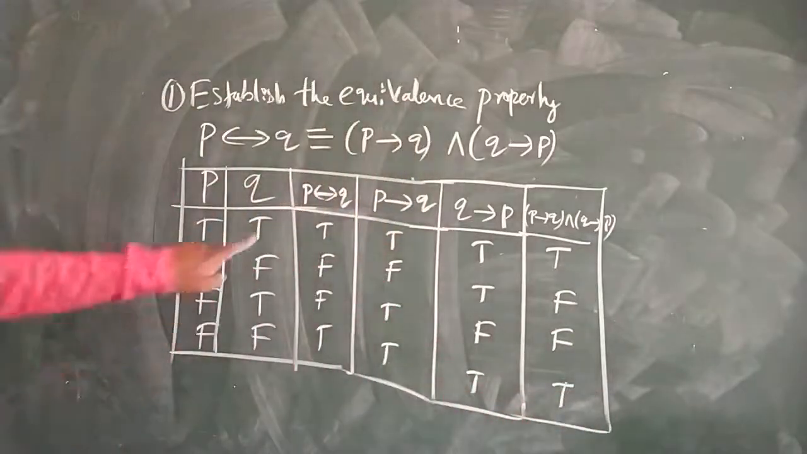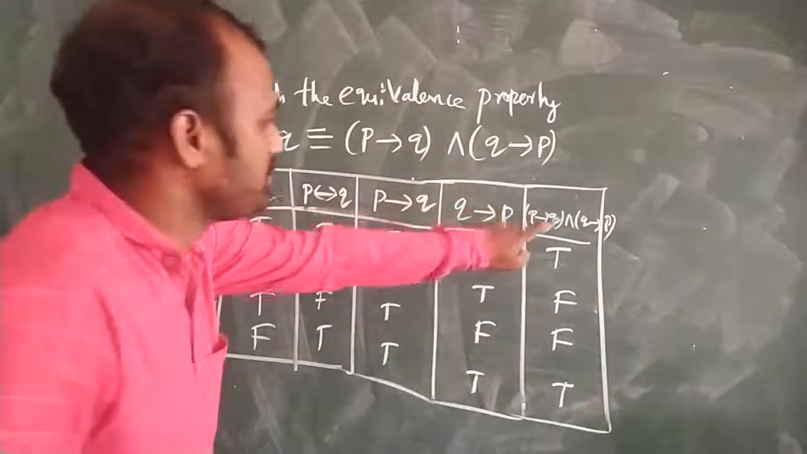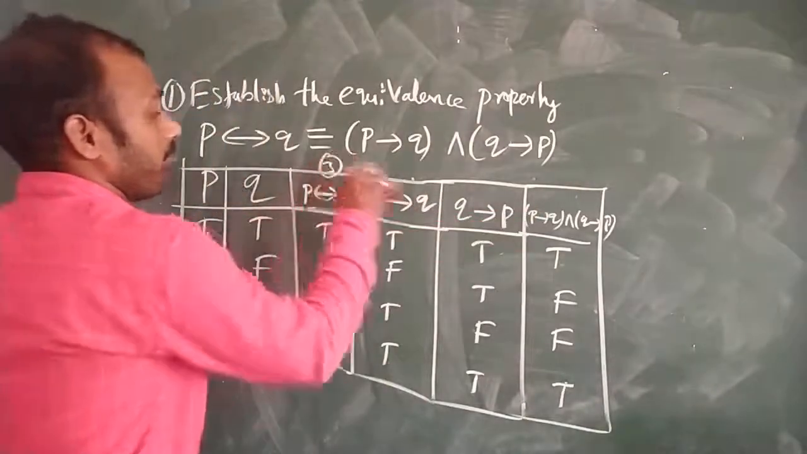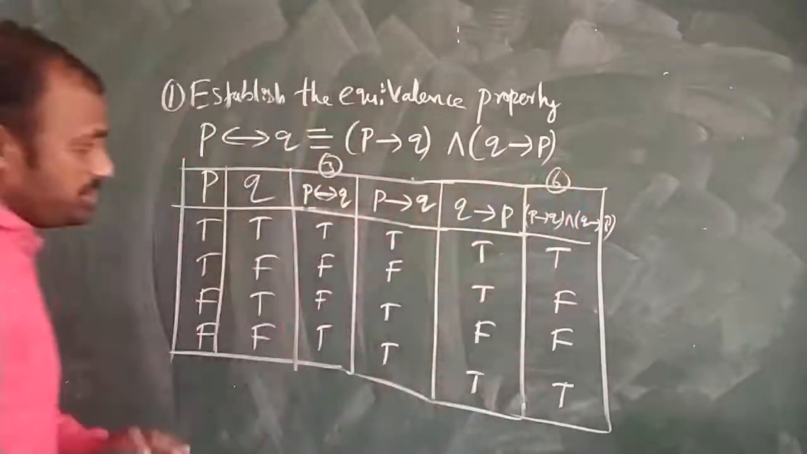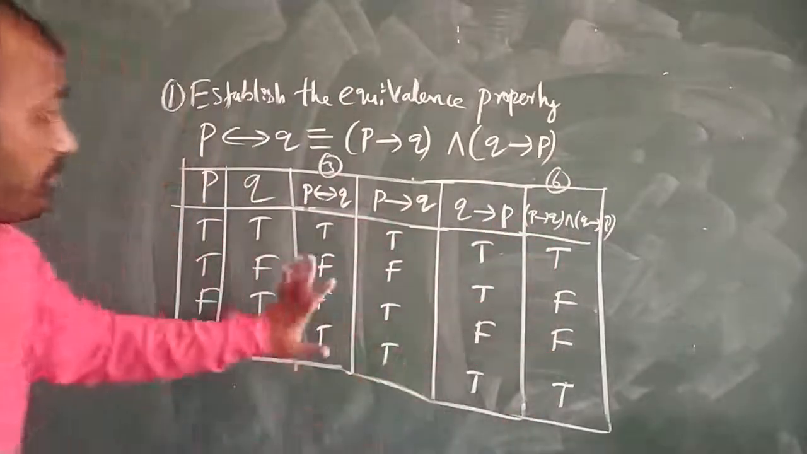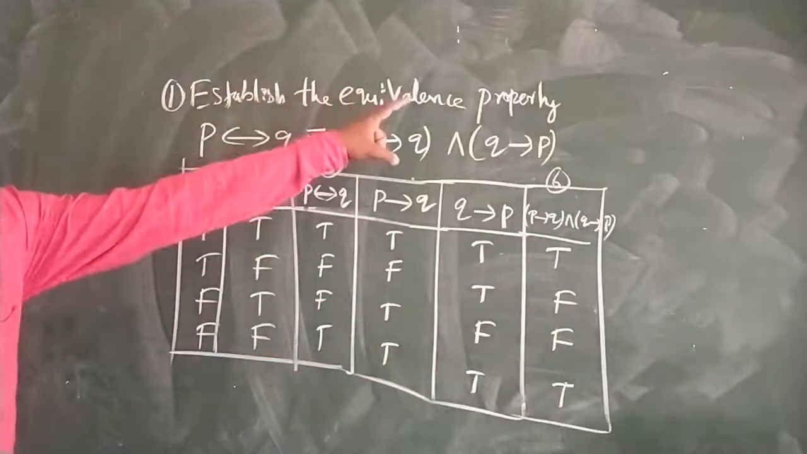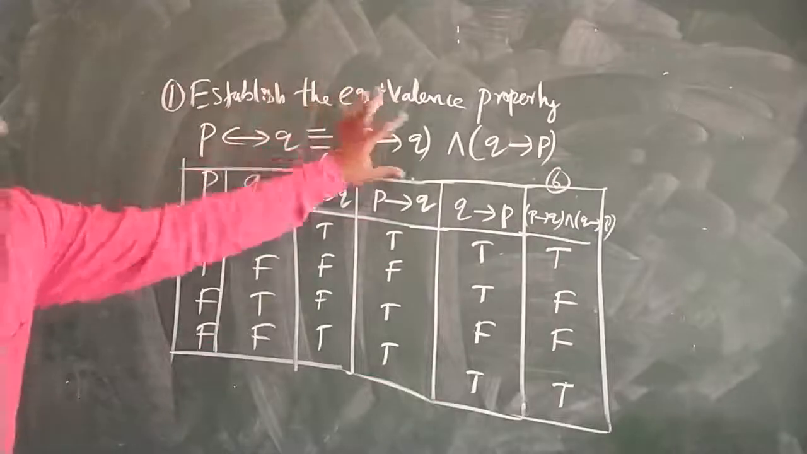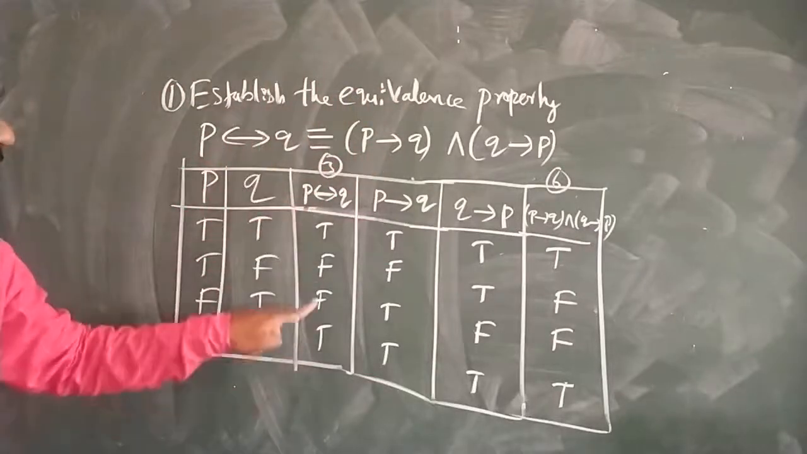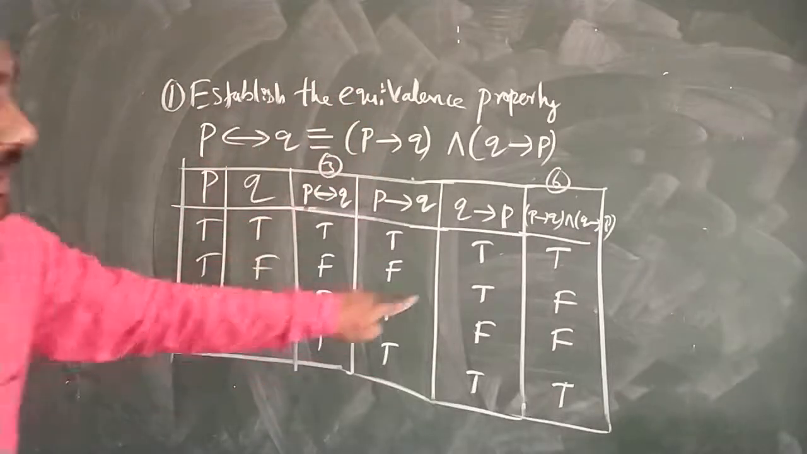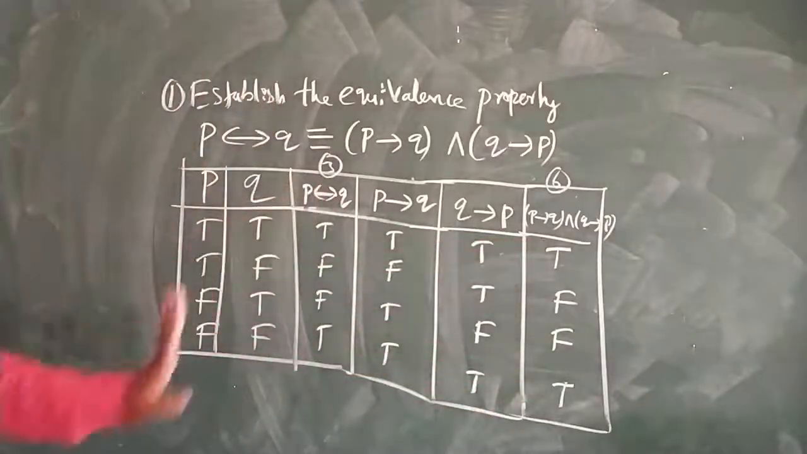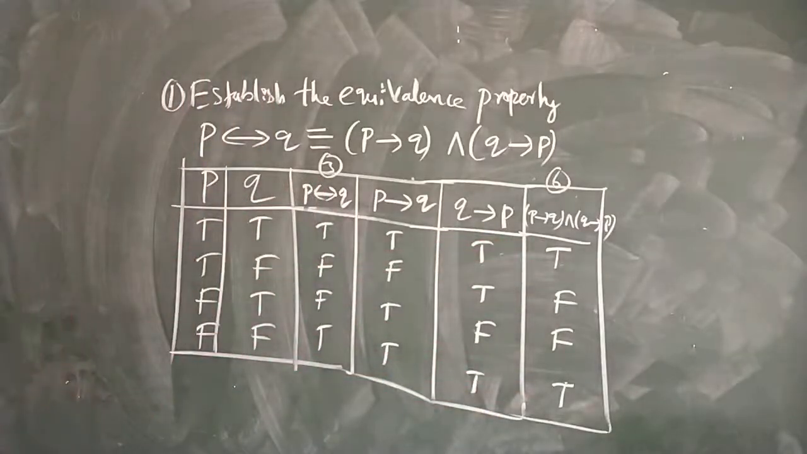Now, if you observe this third column and sixth column, we have already chosen to establish the equivalence property. So this and this are having the same truth values. You can see here TFFT and here also TFFT. So we have established the equivalence property of this.